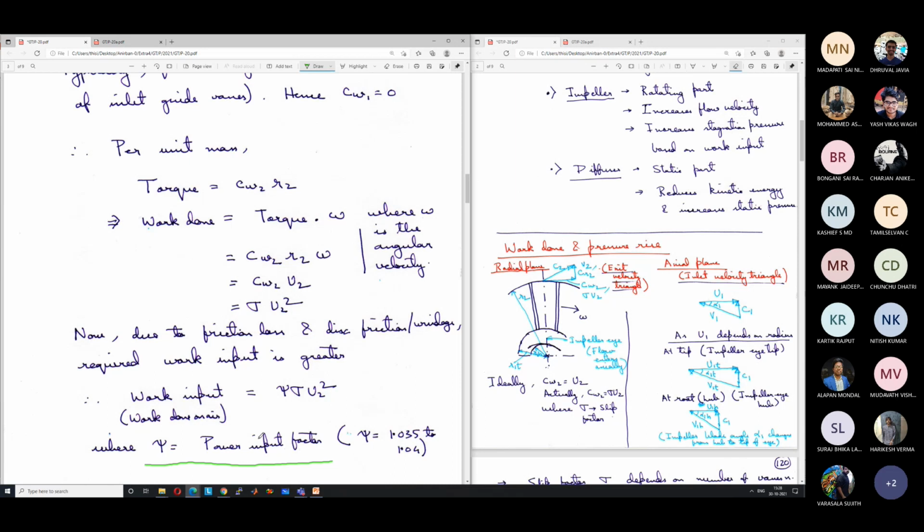And this takes into account the frictional losses. "Takes into account" is not the correct phrase here. Anyway, this accounts for the frictional losses that occur only in the impeller.